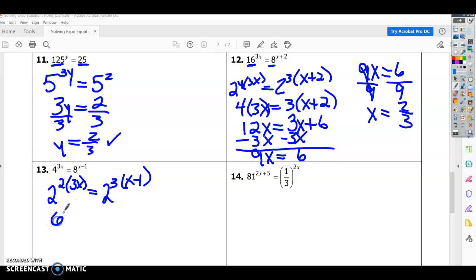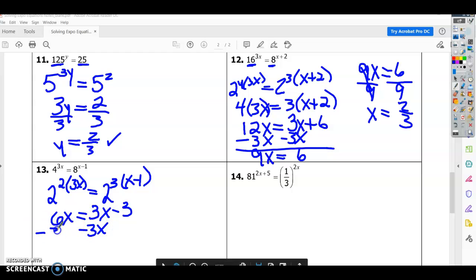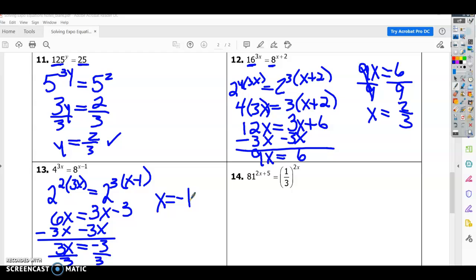All right, that becomes 6x. This becomes 3x. Don't forget to distribute. So 3 times -1 is -3. Again, I need to get my x on the same side, so I'm going to subtract. So I've got 3x equals -3. Divide by 3. X equals -1. All right, I'm going to move on, just trying to show you guys some examples of different problems here.